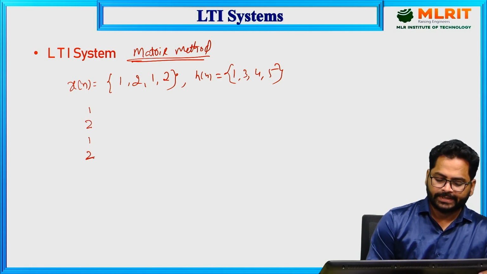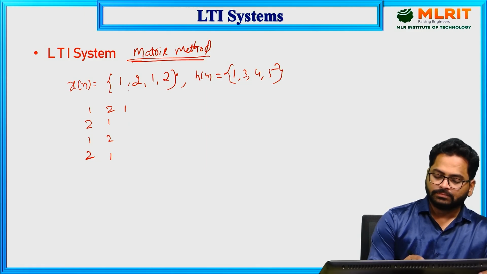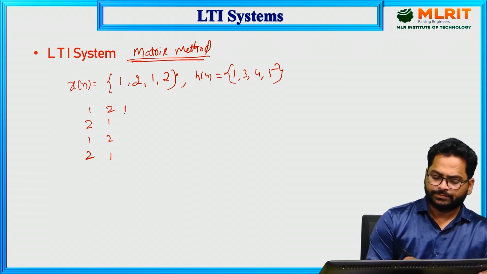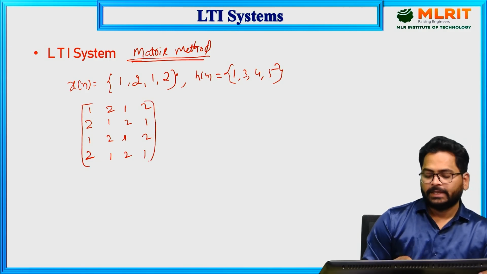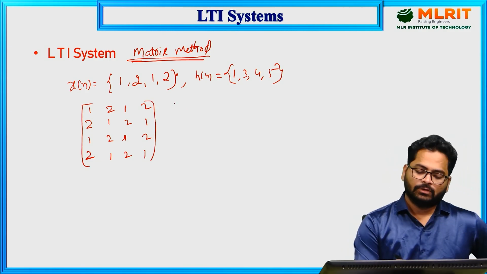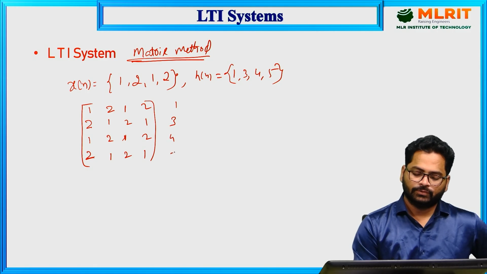So this 2 is ended, right? Now again start with the 2 only. 2 is completed, again start with 1 2 1. 1 is completed, again it is 1. After 1, you take from here itself, 2 1 2. Next 2 1 2 1. So this is the matrix, which you need to multiply with the vector 1 3 4 5.